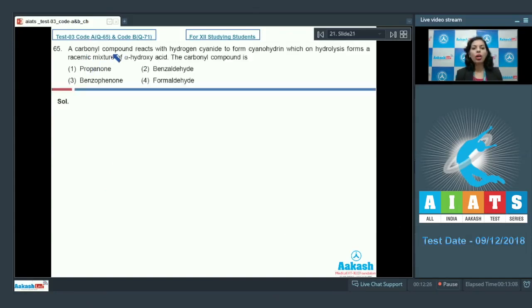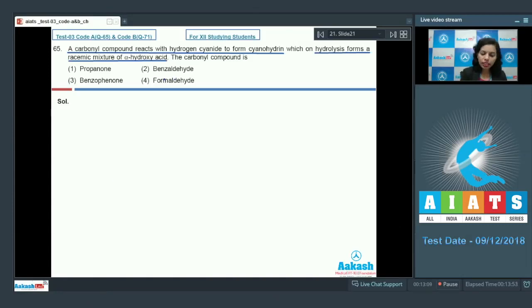Question number 65. A carbonyl compound reacts with hydrogen cyanide to form cyanohydrin, which on hydrolysis forms a racemic mixture of alpha hydroxy acid. The carbonyl compound is. It means this is a two-step reaction. The first step is the reaction of the carbonyl compound with HCN to form cyanohydrin. And that cyanohydrin, when hydrolyzed, forms a racemic mixture of alpha hydroxy acid. It means if you want to obtain the racemic mixture of alpha hydroxy acid from cyanohydrin, cyanohydrin should also be there in the form of a racemic mixture.